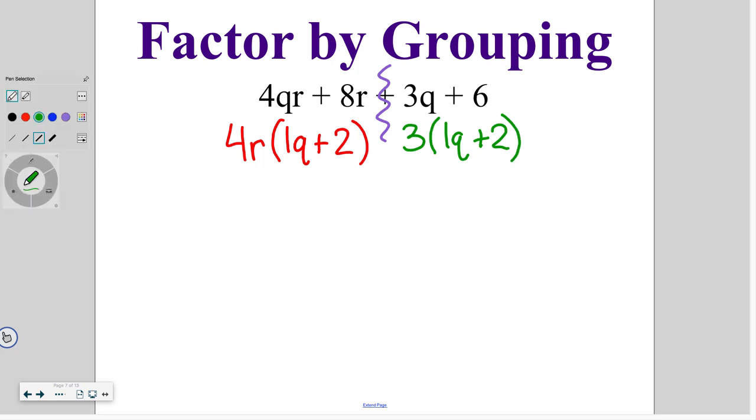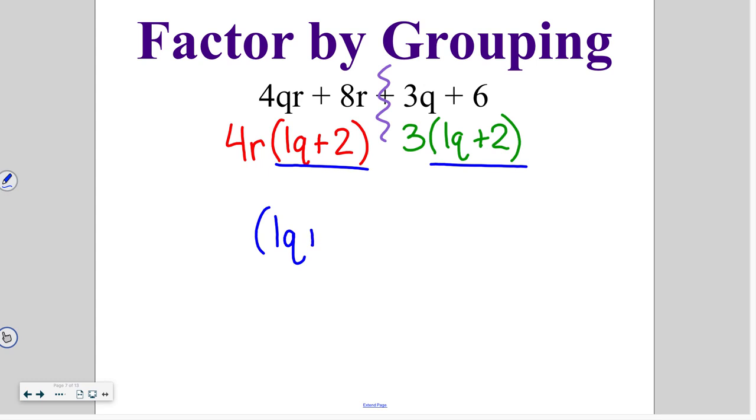So now what we need to observe is that these 2 pairs of parentheses are exactly the same. That is the first part of our answer. So 1Q plus 2 is the first part of our answer. The parentheses is only listed once. Each factor has the same parentheses.